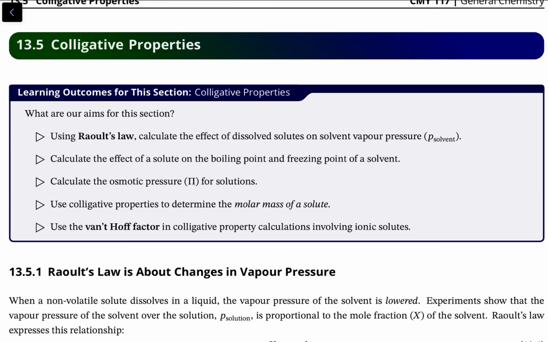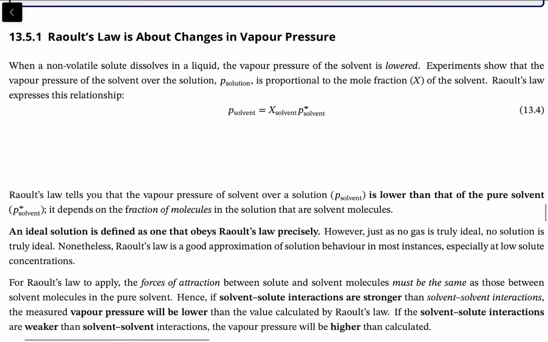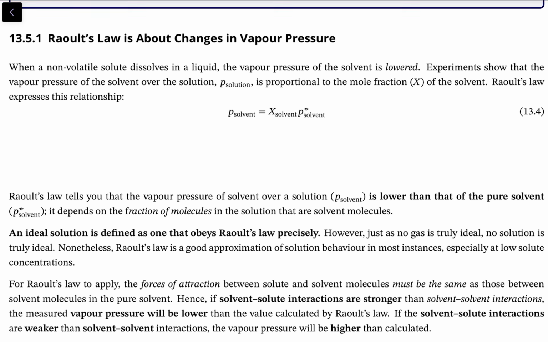Hello and welcome everyone. In this video, we're going to continue with the properties of solutions and specifically focus on what we call colligative properties. Meaning, how do the properties of a solution change once there is a solute dissolved in it, or how do the properties of a pure liquid change once there is a solute dissolved in it? The first property that we'll look at is the vapor pressure of that pure liquid. And it's where something called Raoult's law comes in.